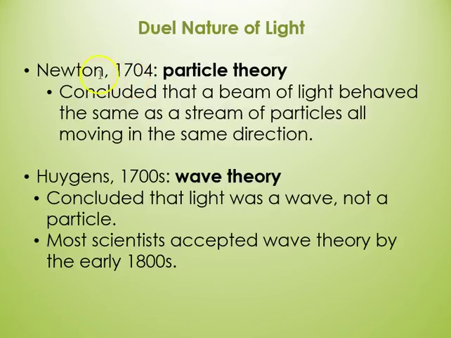So in 1704, Isaac Newton wrote about particle theory. He felt that a beam of light behaved the same as a stream of particles, that they were all moving in the same direction. Around the same time, another scientist named Huygens concluded with his wave theory that light was a wave, not a particle. By the early 1800s, most scientists accepted his theory and believed in wave theory over particle theory.